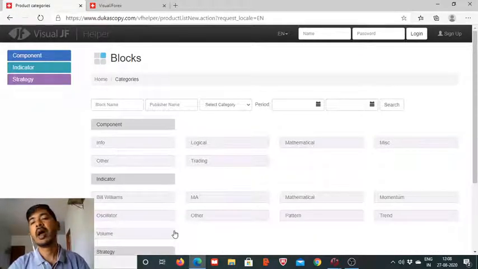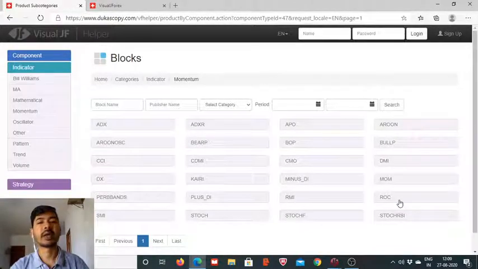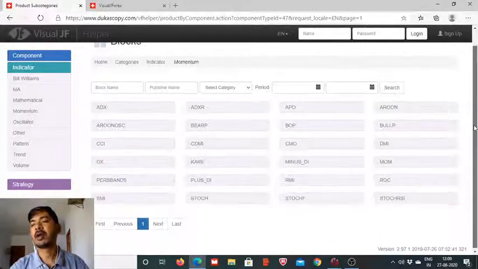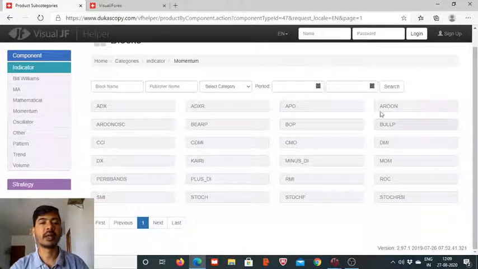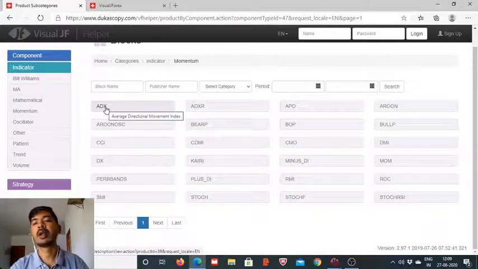We will see how it functions and how we can deploy this indicator to design and build a profitable algorithmic setup on the Visual JForex platform, which can then be run on live or demo accounts as you deem fit. So this is the ADX, the first of the momentum indicators.